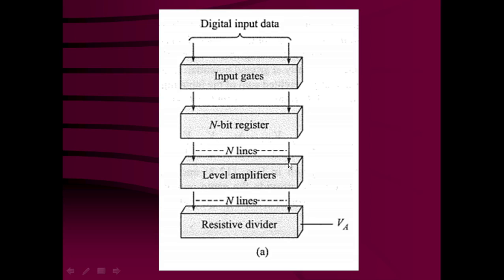So there will be n level amplifiers, one for each bit, and each will have one input from a constant precision voltage source and another input which is the output coming from each flip-flop. The output of the level amplifier is presented to the resistive divider network. That can be a resistive divider network or binary ladder network, which will convert this digital input signal to the corresponding analog output voltage VA, and this way the D to A converter works. This is a block diagram.